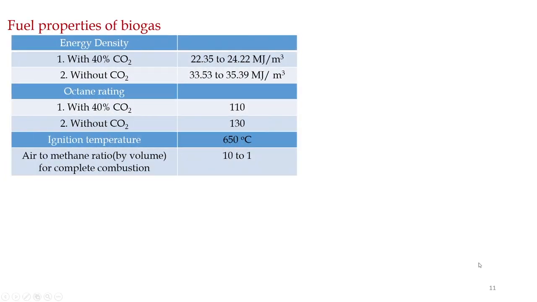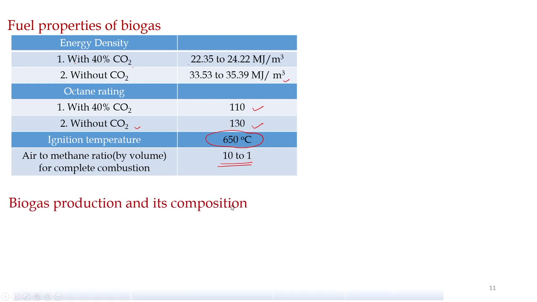So let us have a look at the fuel properties of biogas. Two comparisons are given here. With 40% carbon dioxide, what is the calorific value? Approximately 22 to 24 megajoule per cubic meter, and without carbon dioxide it is 33 to 35 megajoule per cubic meter. And octane rating with 40% carbon dioxide is about 110, and without carbon dioxide is 130, and ignition temperature is about 650 degrees Celsius. And air to methane ratio by volume for complete combustion is about 10:1.